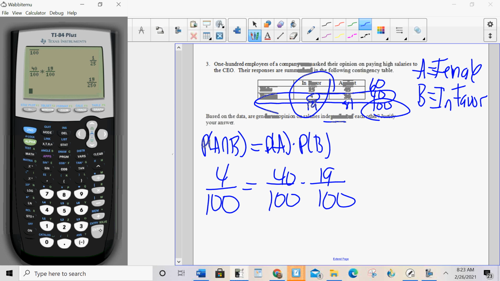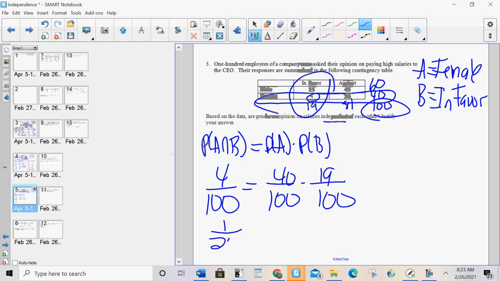19 over 250, so I've got 1 over 25. I've got 19 over 250. Those are not the same. So it is not independent.